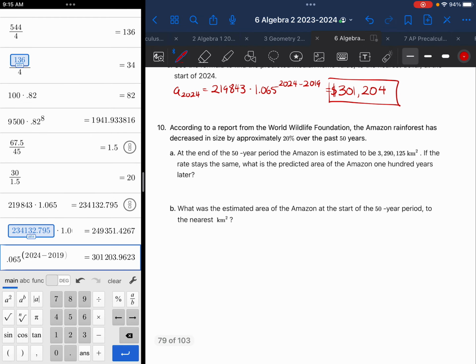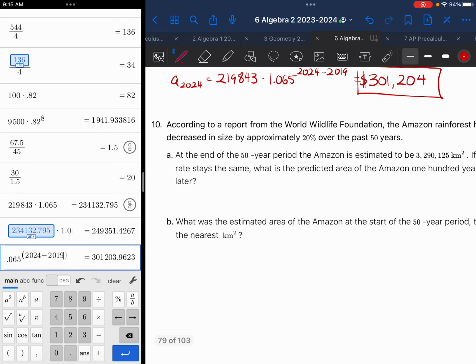According to a report from the World Wildlife Foundation, the Amazon rainforest has decreased in size by approximately 20% over the past 50 years. That's pretty sad. Okay. At the end of the 50-year period, the Amazon is estimated to be, that is a big amount, 3,290,125 kilometers squared. If the rate stays the same, what is the predicted area of the Amazon 100 years later? All right. Well, that's a bit tricky.